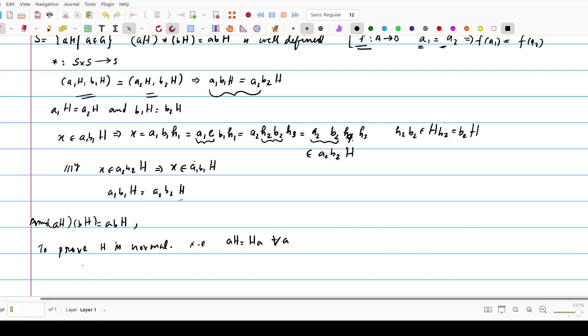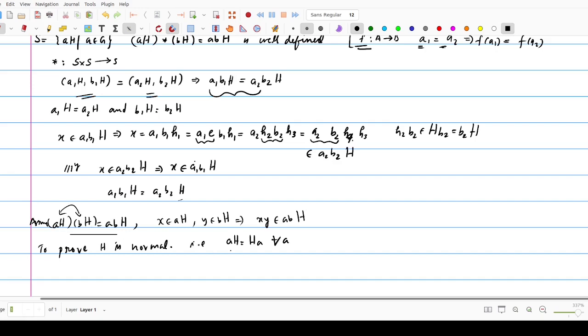To prove this, we observe the assumption. What is the meaning of AHBH is equal to ABH? The meaning of this is, if you consider the product of two cosets AH BH, then we will get the coset containing AB. That means if we choose any element X from AH and Y from BH, then XY is always an element of ABH. That means the product of any two elements of these cosets is in this ABH. That is the meaning of this.